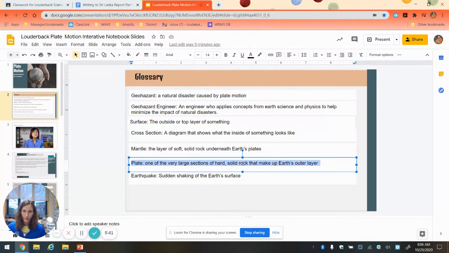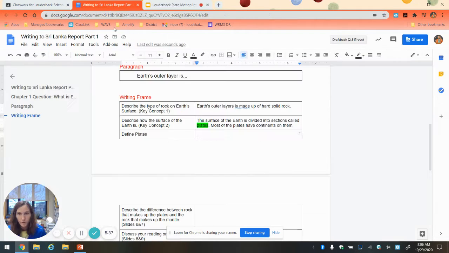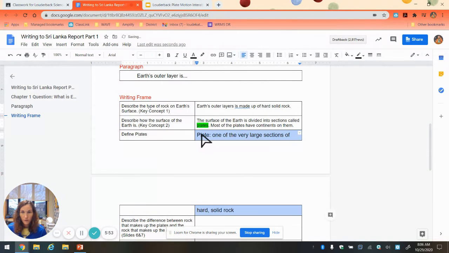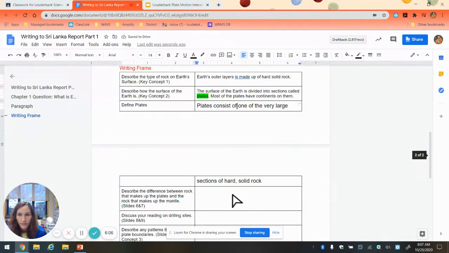So basically, it could be something as simple as plates consist of one of the very large sections of hard solid rock. I'm just going to copy in there. Plates consist of, I'll just delete this.